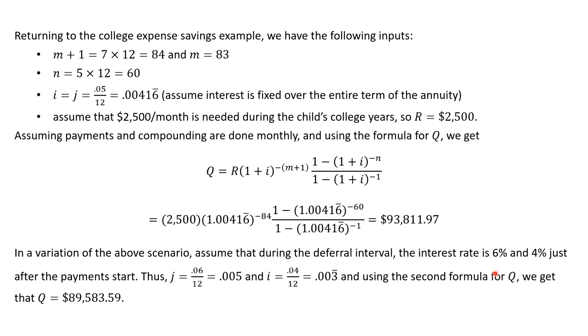We would use the second formula, and I didn't write it all out here, but I'll leave that as an exercise. But basically you're plugging 0.005 in here, since this would be J, and then you're plugging a different number for I, the 0.03. The little bar just means the 3's repeated indefinitely, so you might want to add a few 3's just to get more accuracy. And again, you'll get this number here.